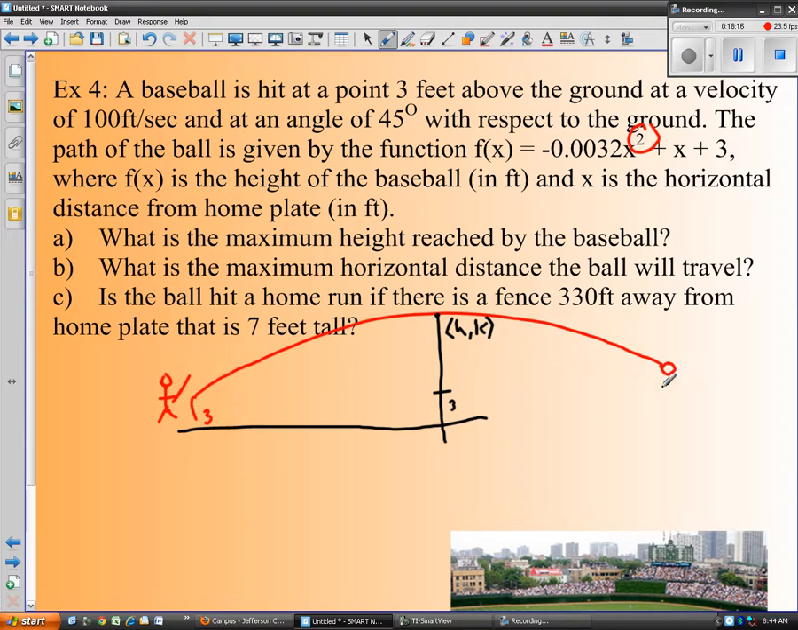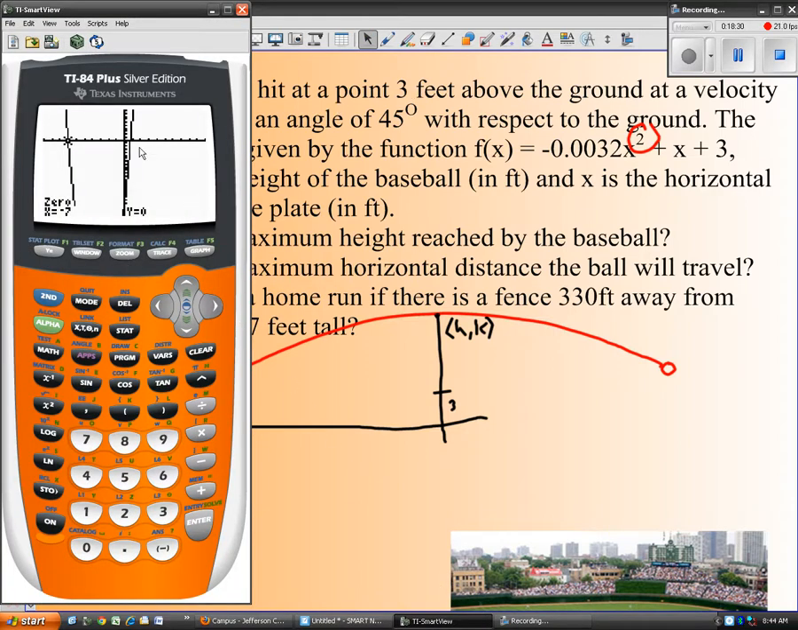So to find our h and k value, we're going to take this equation, and I'm actually going to graph it. That's going to be our best plan of attack. If we graph this thing, we could just find the maximum using the graphing calculator. So, -0.0032 x squared plus x plus 3. And actually, by having that plus 3 in there, that's already taken care of the height.